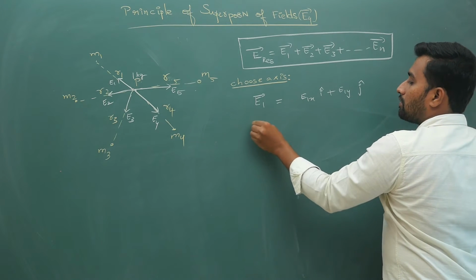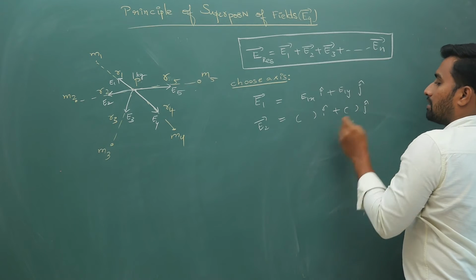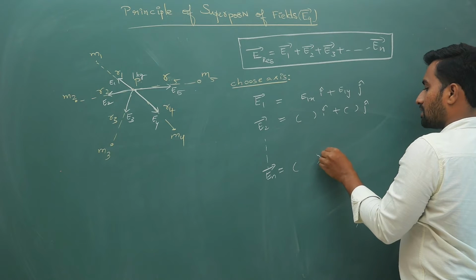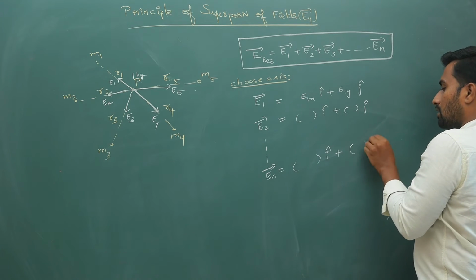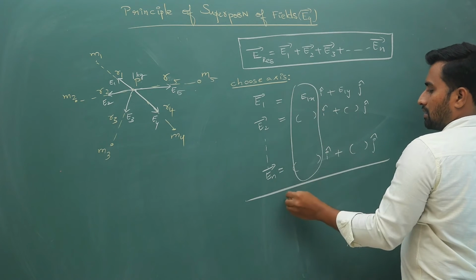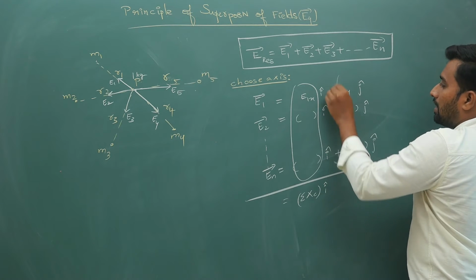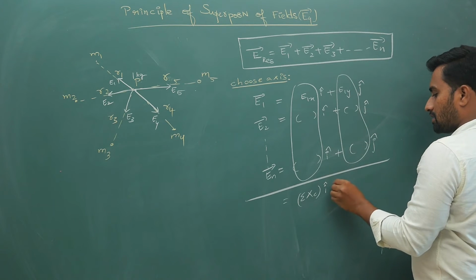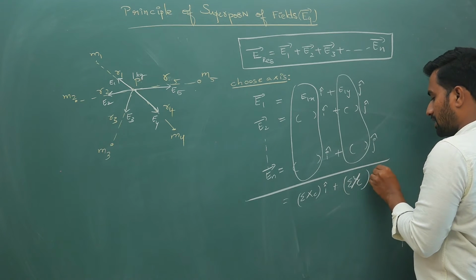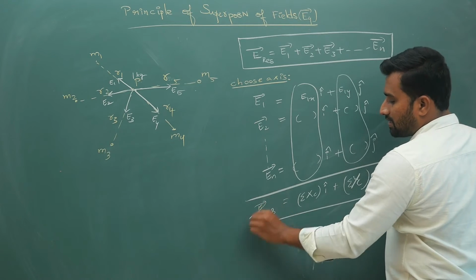E2 bar also will have its own x component plus its own y component, and so on, up to however many masses are there, that many fields will be there. So add all the x components, that will give you the x component of i cap, plus add all the y components, that will give you the sum of y components j cap. So that will give you your resultant electric field.